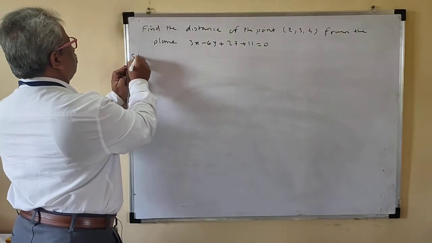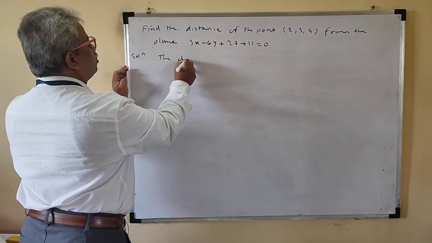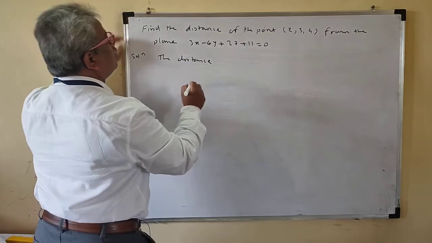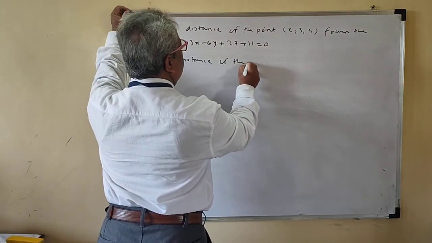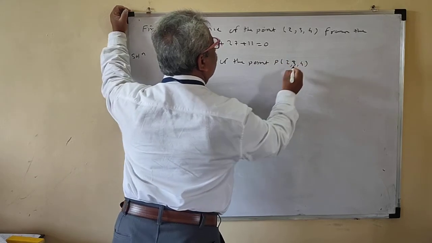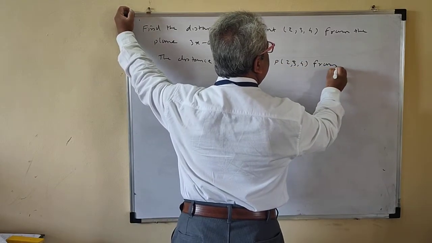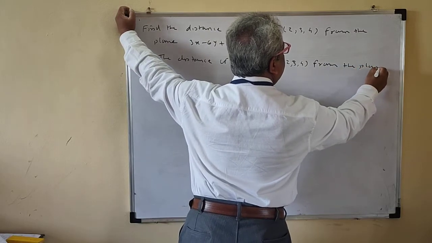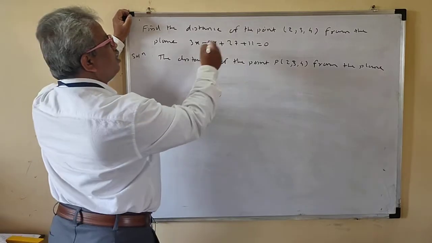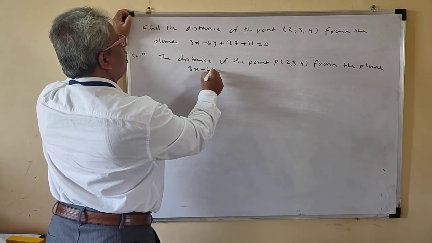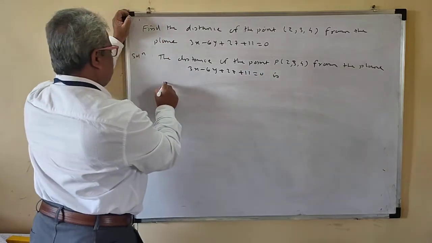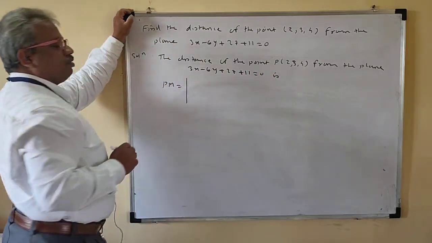Solution. The distance of the point, I'll say this is P (2, 3, 4), from the plane. If your plane is not in equal to 0 form, you have to write it in equal to 0 form. Your plane is already written in the equal to 0 form.